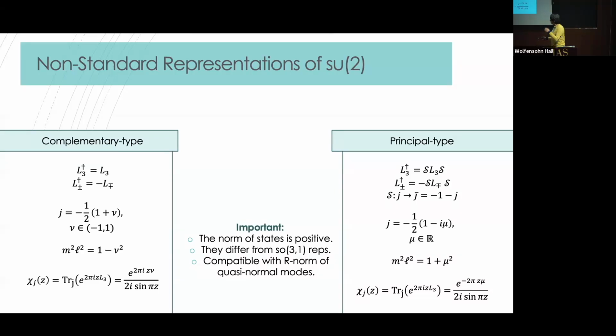And some just important comments. The norms of these states are positive. So that's how we were trying to do the construction. So that's important for us. They're also not the Lorentzian representations of de Sitter.